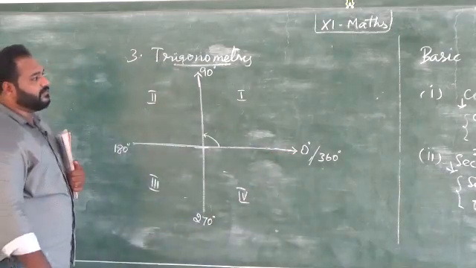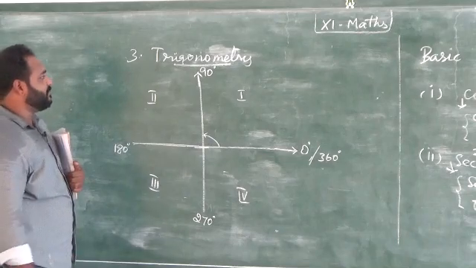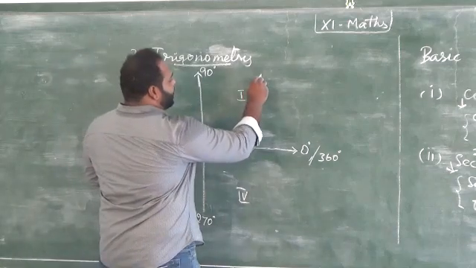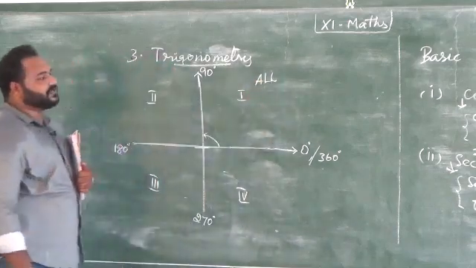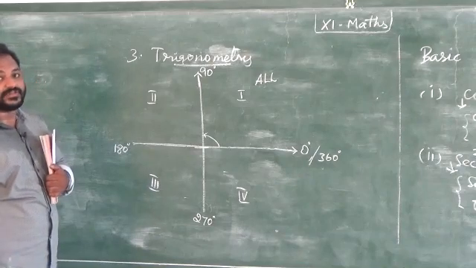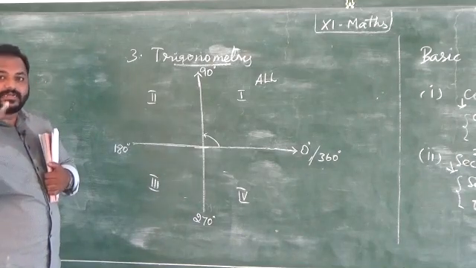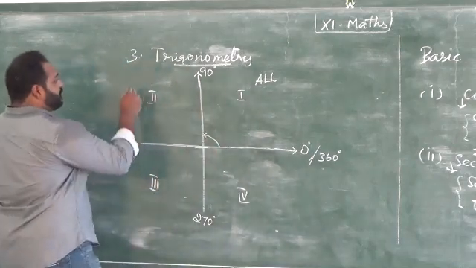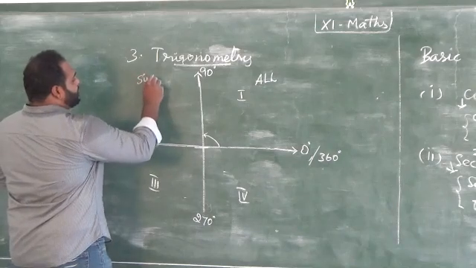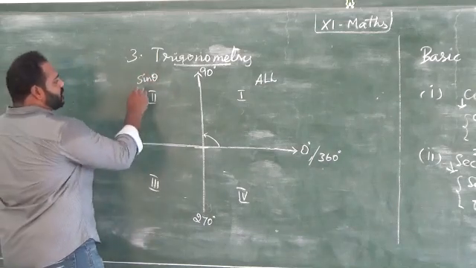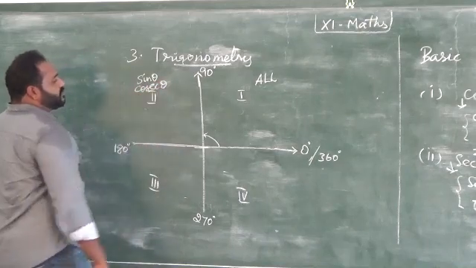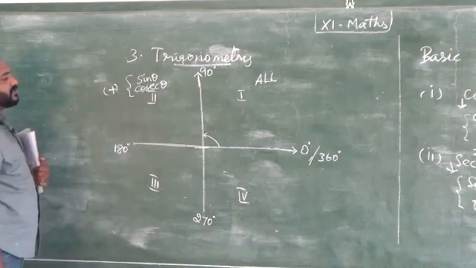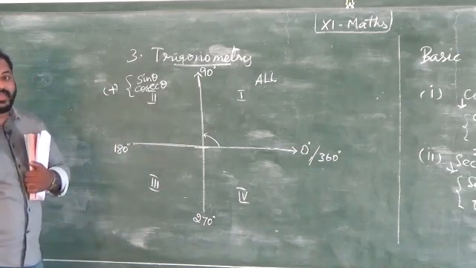Here I told you we have 6 ratios. The 6 ratios will be positive or negative in different quadrants. In the first quadrant all the 6 ratios will be positive: sine, cos, tan, cosecant, secant, cot. In the second quadrant only sine theta and its reciprocal cosecant theta will be positive. Only these two ratios will be positive, other ratios will be negative.